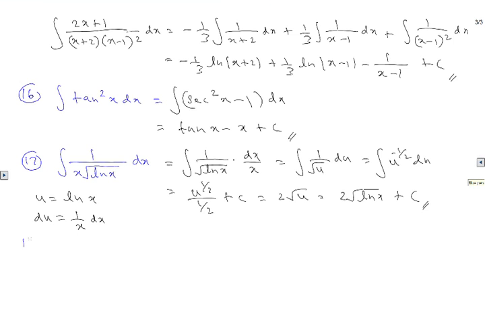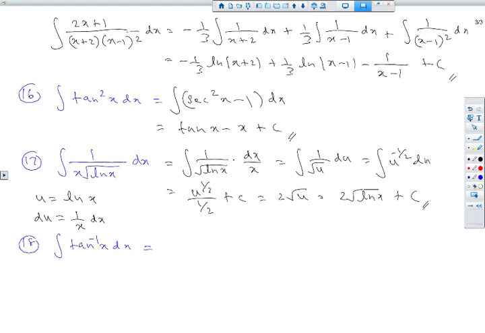So let's do number 18. Let's look at the problem first. This is the integral of tan inverse x dx. When you see tan inverse, we know that this is an integration by parts problem. That's the trick.